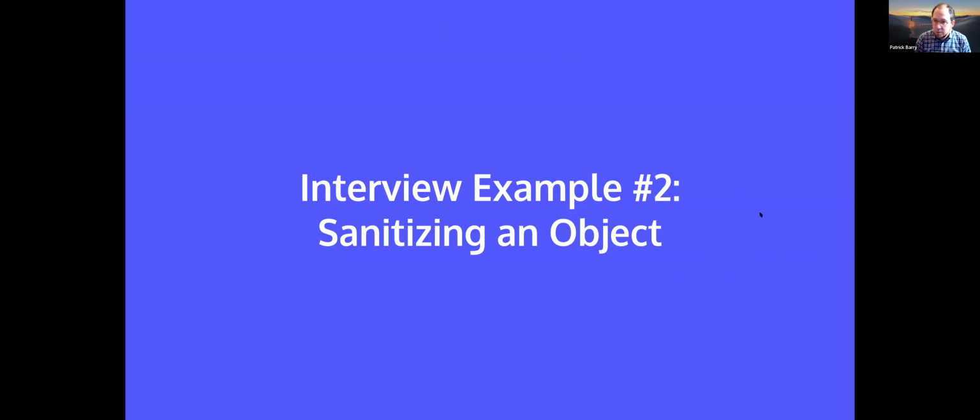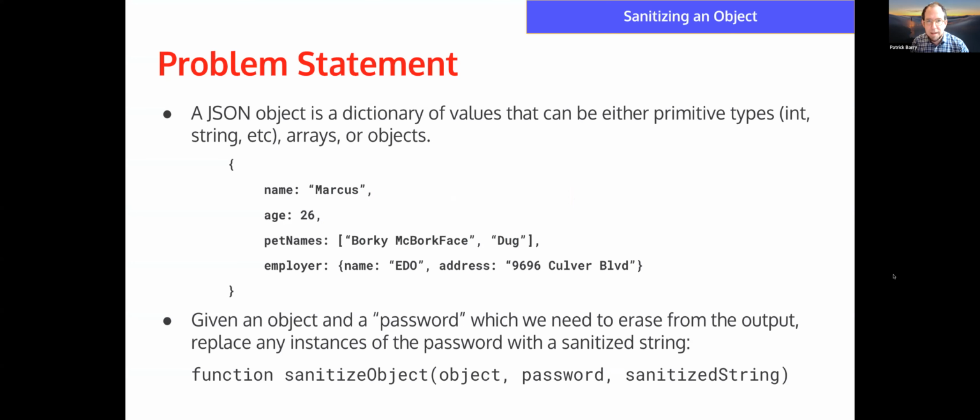Okay, so let's do some more interview examples. Here we are going to sanitize some sensitive data out of an object. So we're going to work on a JSON object. I'm guessing most people have dealt with JSON, but it's JavaScript object notation. It is basically anything that could be in a JavaScript object, just a way of serializing it into text. So we're dealing with integers, strings, but also arrays, objects. Here's an example of what that would look like.